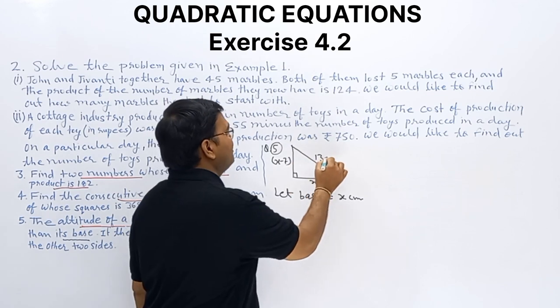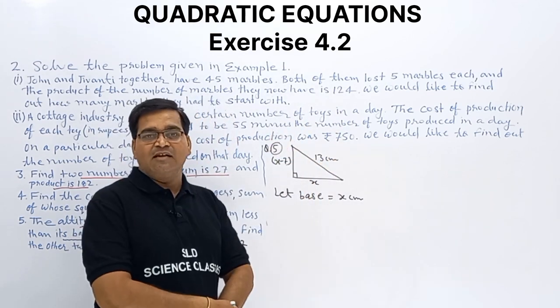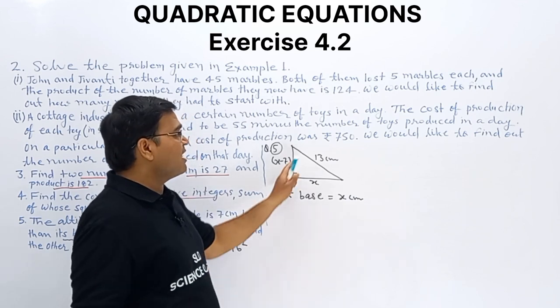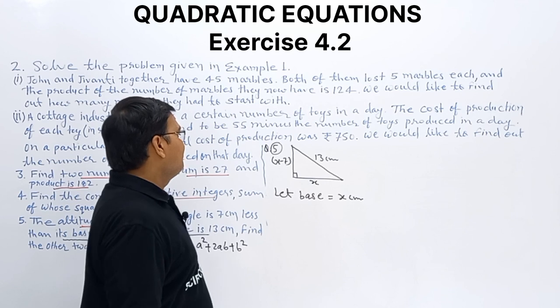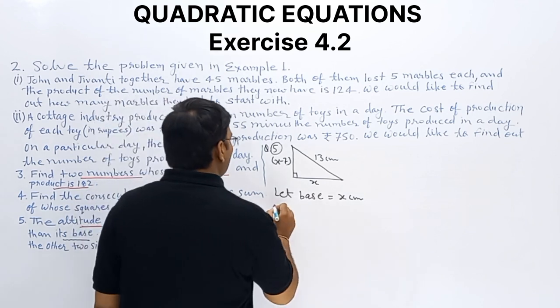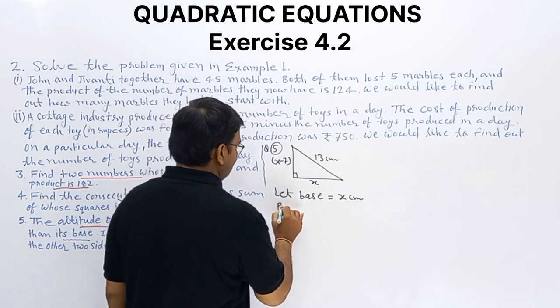Clear? 13 centimeter it is given. Now in the right triangle we have 3 sides and we have all sides. So in the right triangle we will use the Pythagoras theorem. What is the Pythagoras theorem?